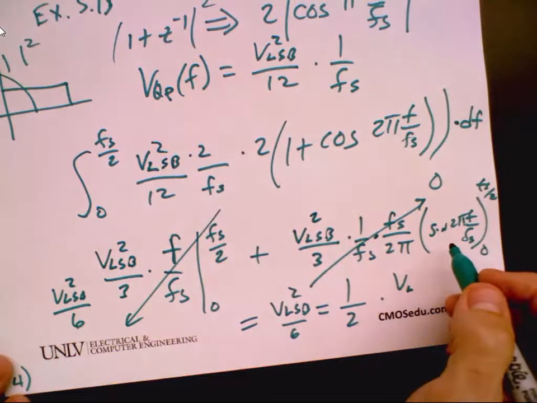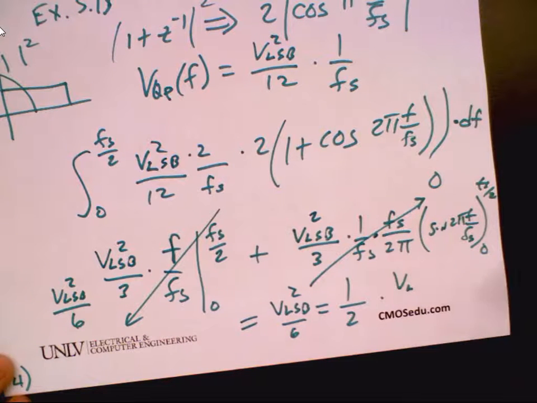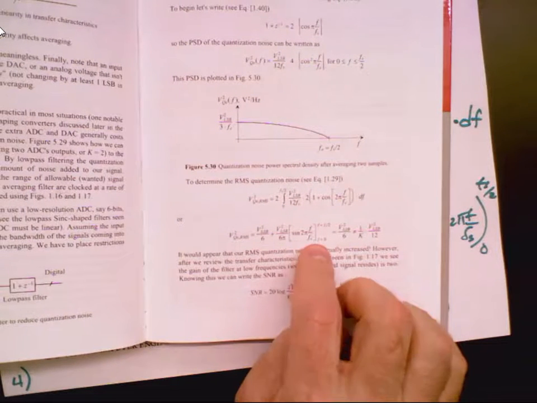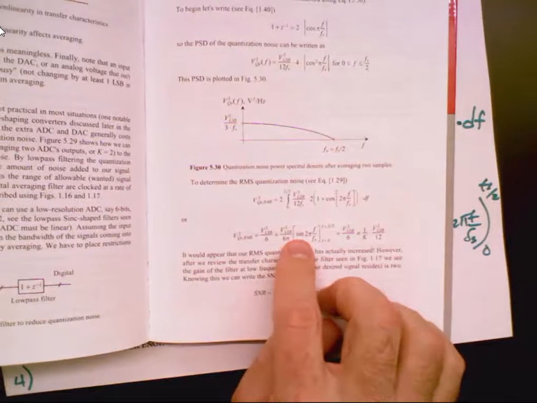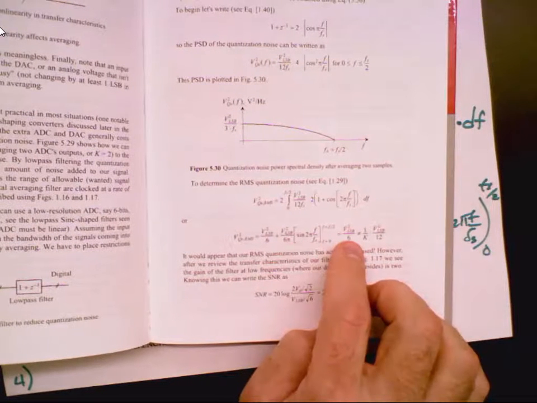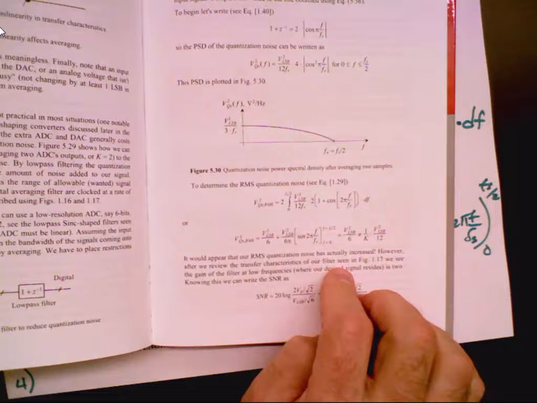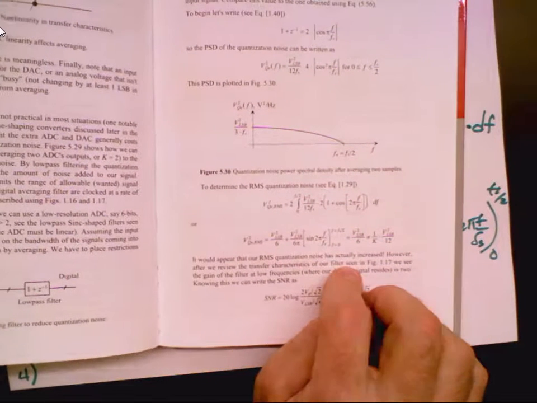I think this is right, isn't it? I mean, here, look in the book. So this term, sine of pi is 0, so this term goes away. And then it's just VLSB over 6, right? I'm not seeing any issues.